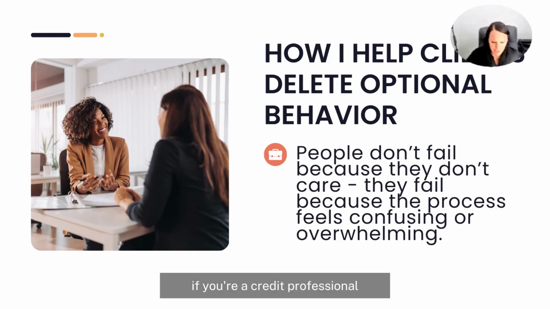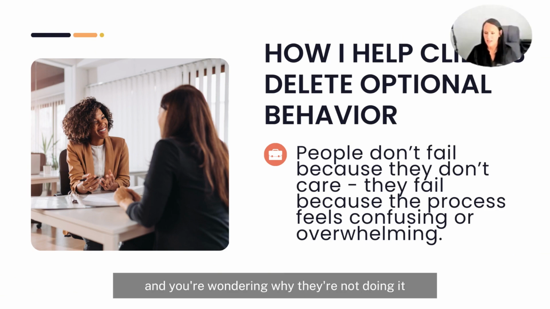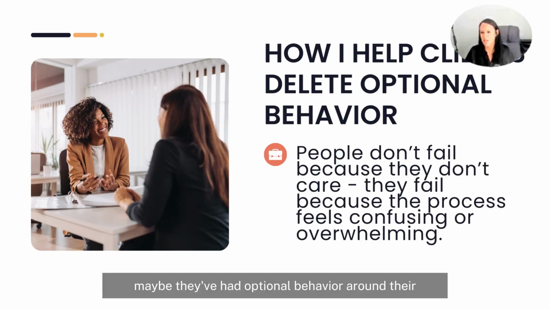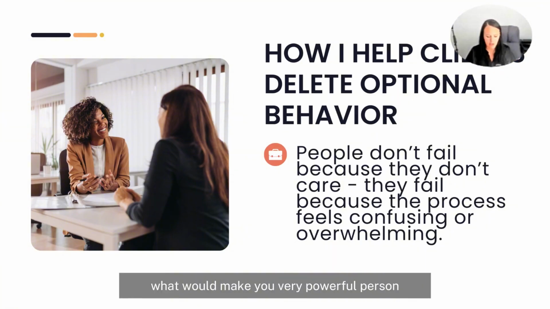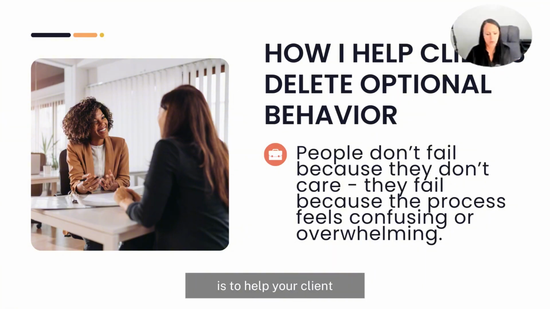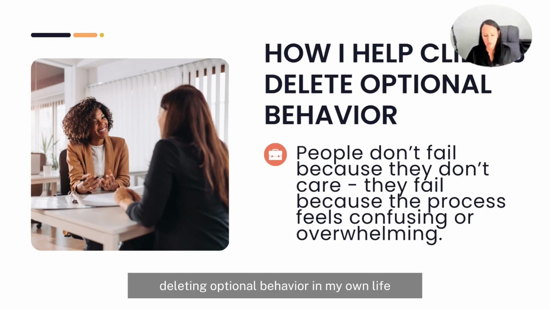If you're a credit professional and you are signing people up and they're not doing the things that they say they want to do so they can go buy the house that they want to buy, and you're wondering why they're not doing it, maybe they've had optional behavior around their "I want to do this" goal. And so what would make you a very powerful person is to help your client delete optional behaviors as well. So I want to give you 5 tips on how you can take these same things and help your clients delete that optional behavior.